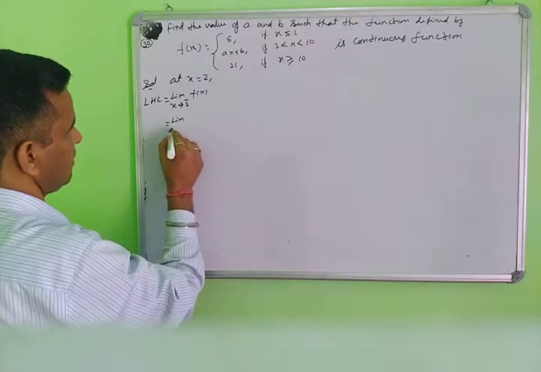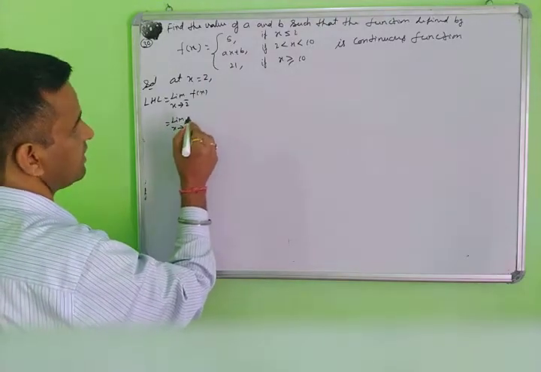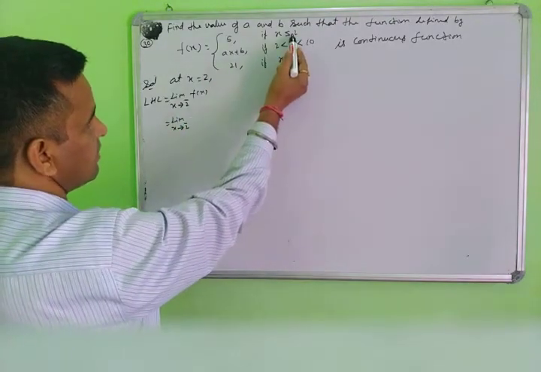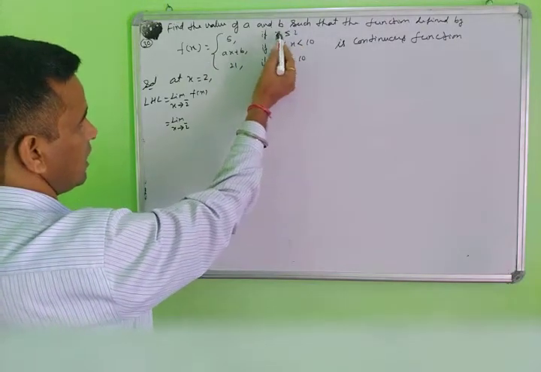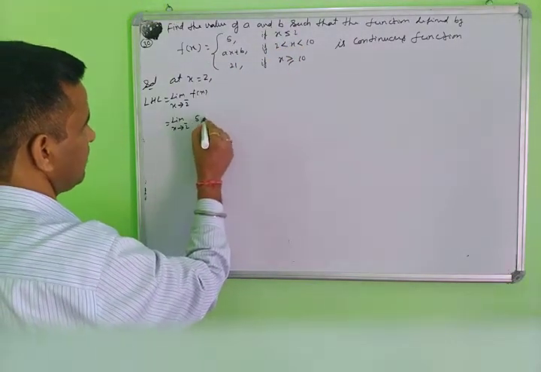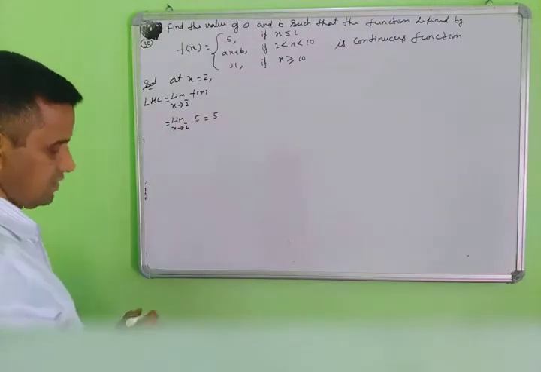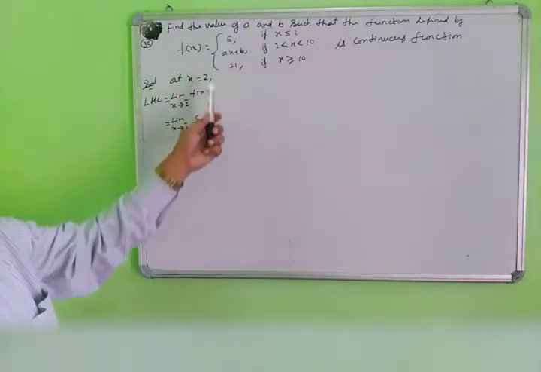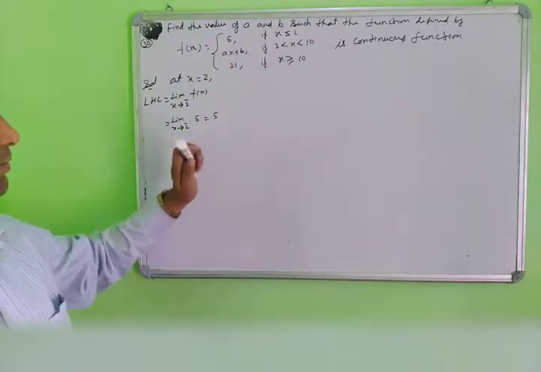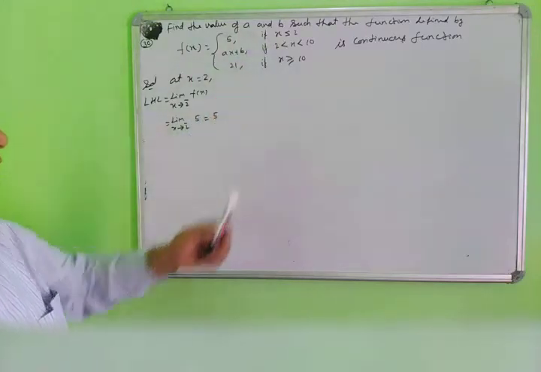Limit as x tends to 2 from the left side. The left side means less than the limit, so we take the function directly, which is 5. The value is equal to 5. Here there is no x, so we directly write 5. Your work is complete.